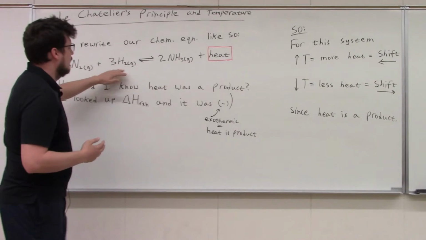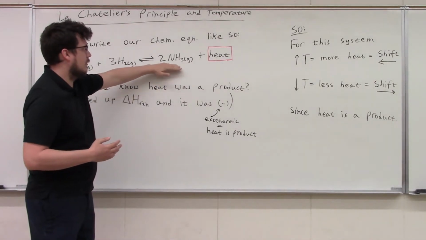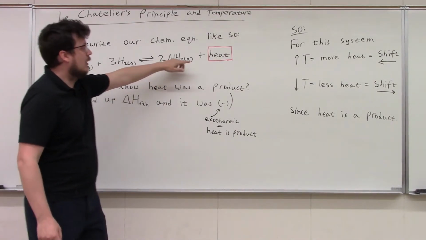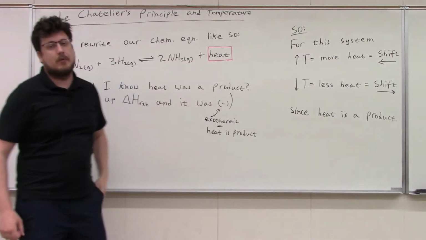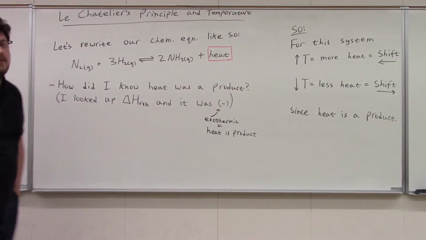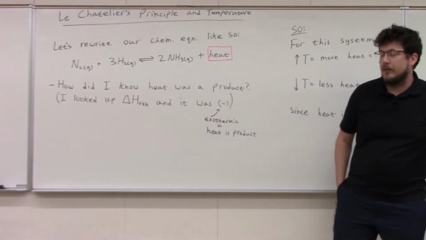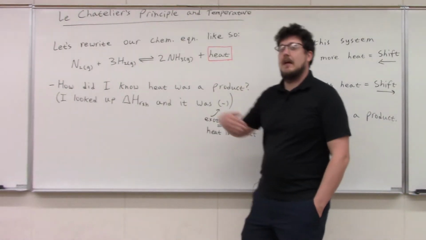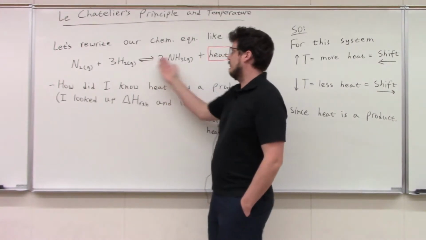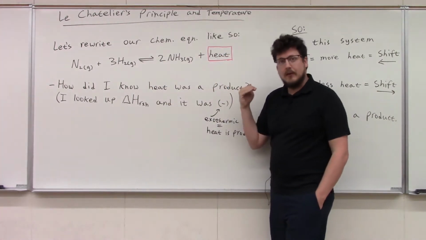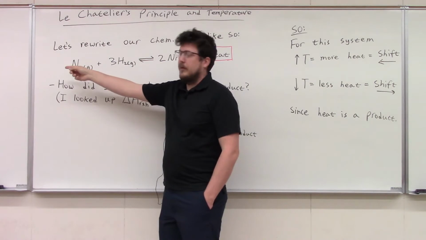I've circled it in bright red ink. But we still have the same reactants. We have the same molecules for products. But I've also added heat over here as a product because that is the case. This is an exothermic process. So how did I know that? Well, I looked it up. And so for an exothermic process, heat is exiting the system. It is exiting our reaction. It is a product. For an endothermic process, it would be a reactant.